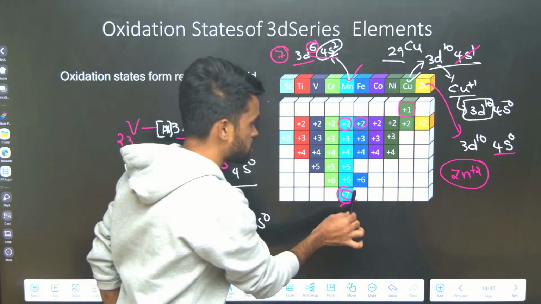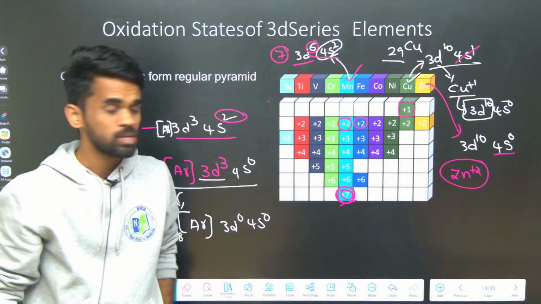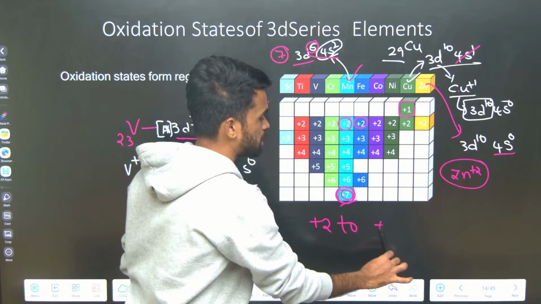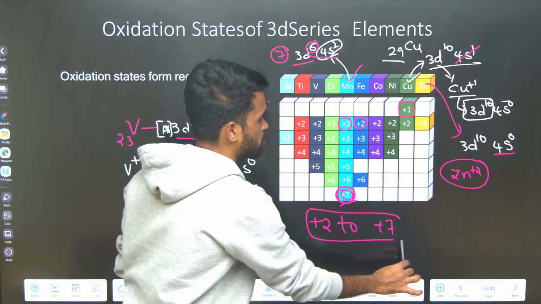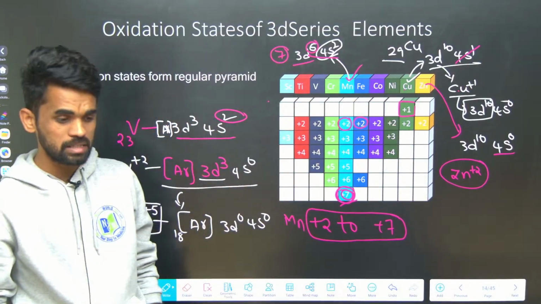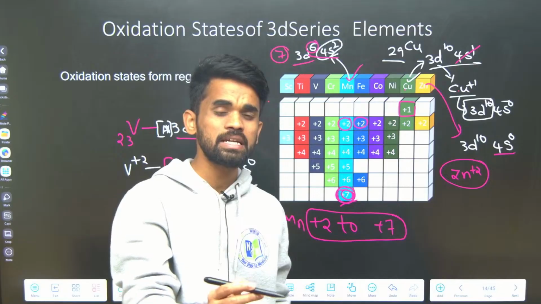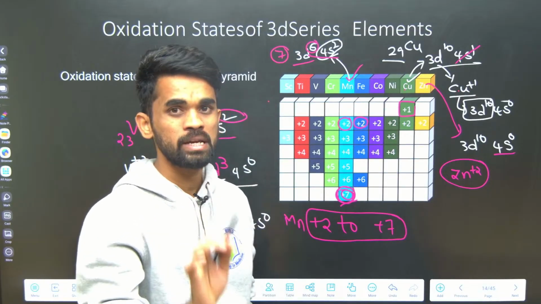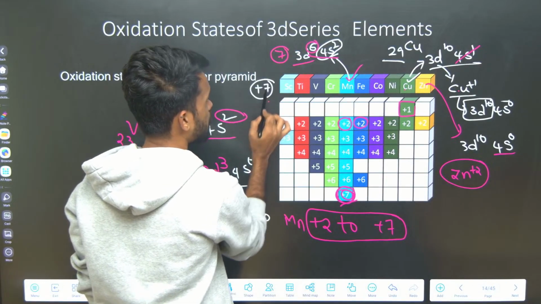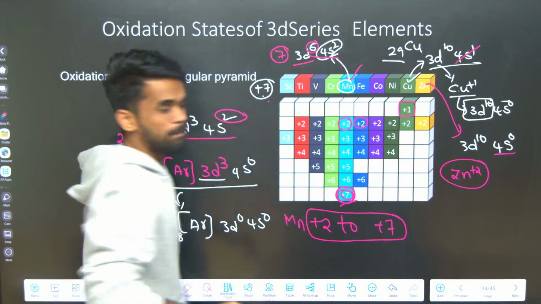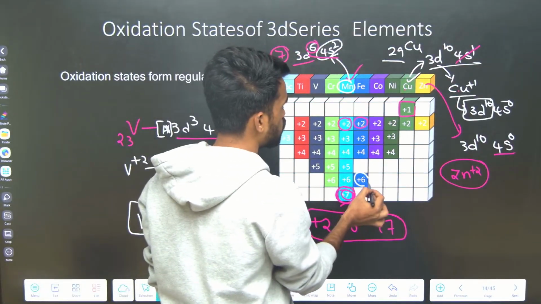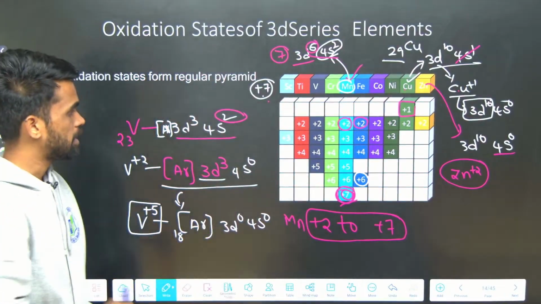What is the maximum oxidation state shown by manganese? +7. So what are the possible oxidation states for manganese? From +2 to +7, all oxidation states are possible for manganese. Remember this. One more statement they will mention: what is the maximum oxidation state shown by 3d series elements? For 3d series elements, +7 is the maximum oxidation state, and that is possible for manganese. And iron can show a maximum of +6 oxidation state only. Remember this point.